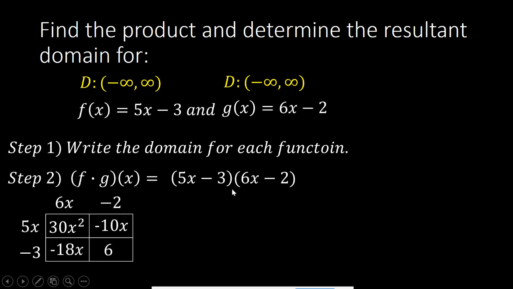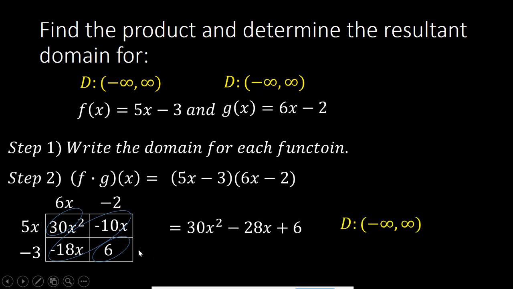And if we use a table to do this problem, what we want to do is add diagonally. Since there's only one number here, there's nothing to add. But then I'm going to add these, and then I'm going to add that. So 30x squared is the only second degree term, so it's part of the answer. But if I add negative 10x and negative 18x, I get negative 28x. And that positive 6 was the only one there. So there is the resultant function of f times g of x. And the domain, like I said, that's the easy part because it's the overlap of all real numbers, which is all real numbers.